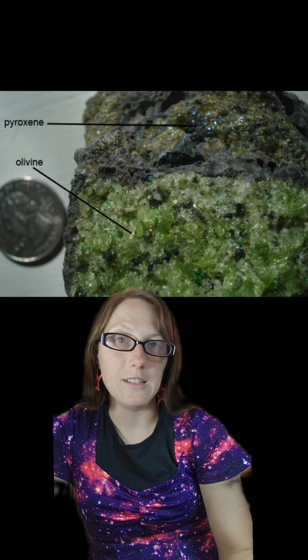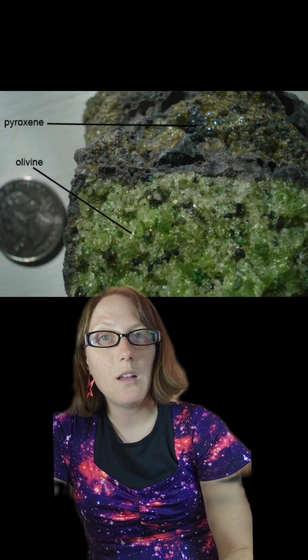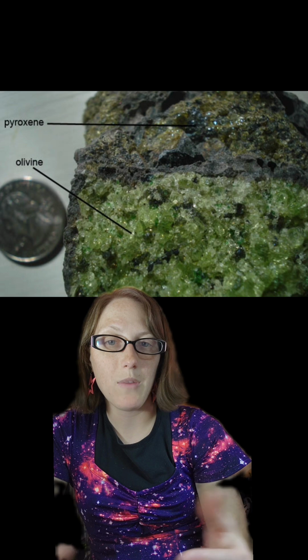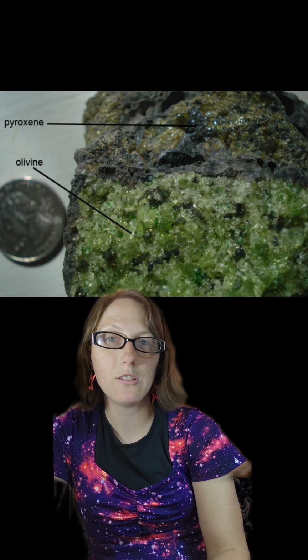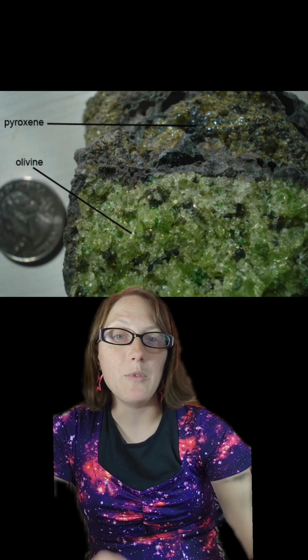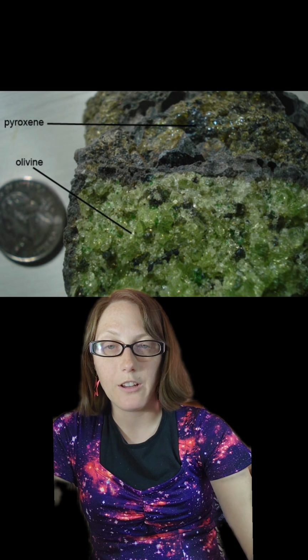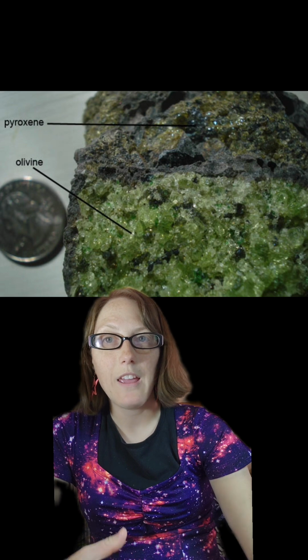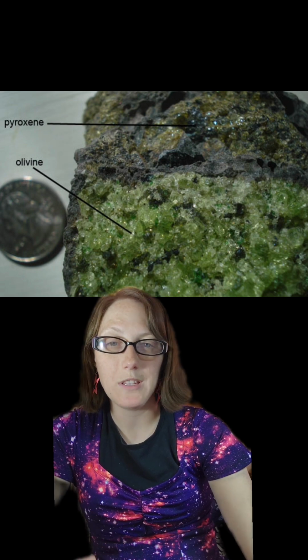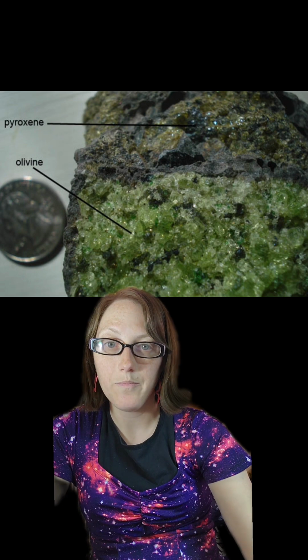They're ferromagnesium minerals. Some ultramafic magmas will even have a little bit of calcium-rich plage in there, but not very much. These tend to be very, very dark in color, and they have a low viscosity, which means they flow really, really easy.